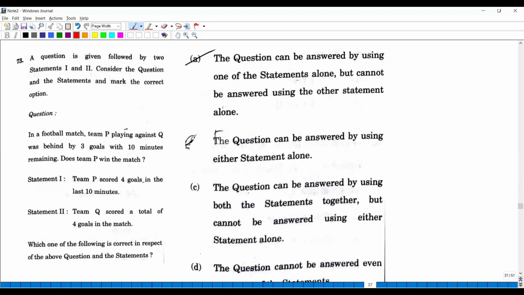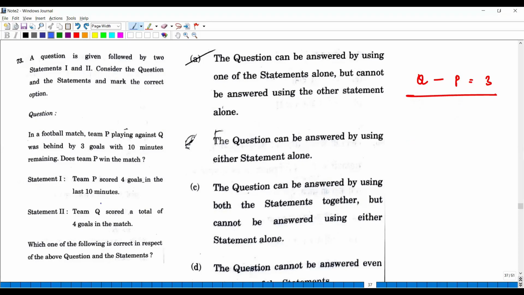In a football match, team P playing against Q was behind by 3 goals. Okay. 10 minutes remaining. Does P win the match, he is asking. So you can say the number of goals of Q and P differ by 3 goals. The meaning is, if suppose P has 1 goal, then Q will have scored 4. Like that. That's what he's saying.